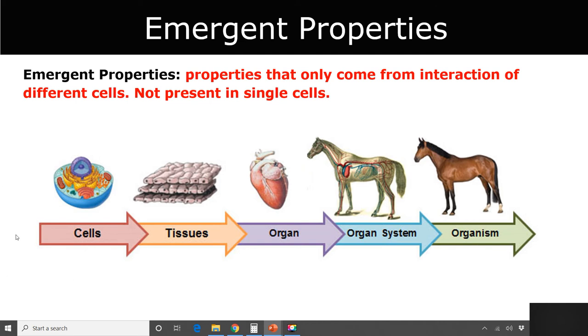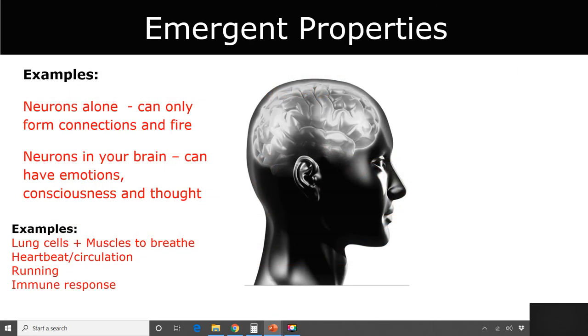So the cells individually are not going to display the same characteristics as the entire organism. If I look at, say, a neuron by itself or with only a few other neurons, they can form connections and fire, but that neuron is not going to have emotions or consciousness or thought. That consciousness and thought is an emergent property that is only present in the fully formed organism. So emergent properties aren't in the cells alone, they are only in the fully formed organism.